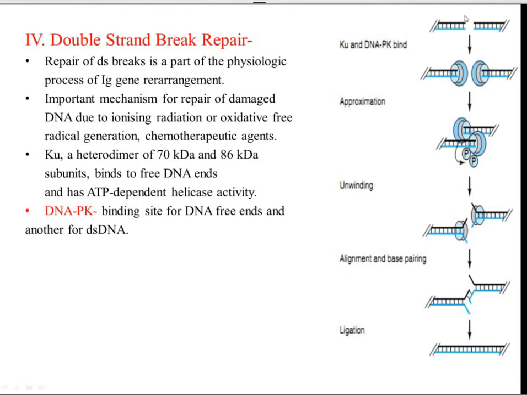So whenever damage occurs like this, a double strand break can occur either due to ionizing radiation or due to exposure to chemotherapeutic reagents or due to exposure to oxidative free radical generation. There will be such a break. Okay. So now these two proteins, the Q protein which has two subunits, and a DNA dependent protein kinase, both of them will come together and they will bind to the double stranded DNA.